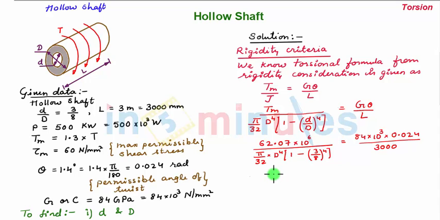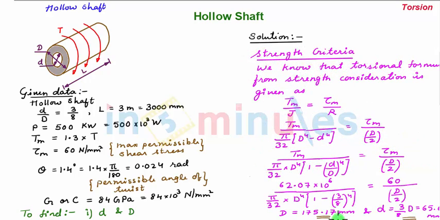So from this we get the value of capital D as 176.01 mm, and small d will be 3 by 8 of capital D, so this will come out to be 66 mm. Now we see that the diameter of the hollow shaft found from the rigidity criteria is greater than that found from the strength criteria, and it is only slightly higher.